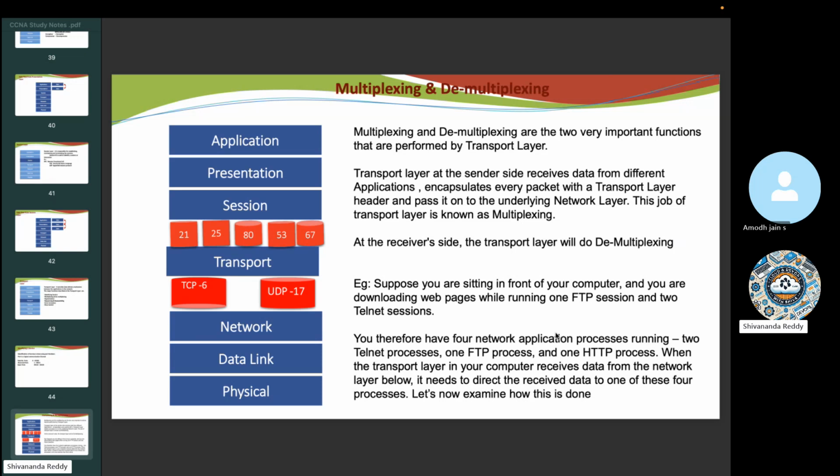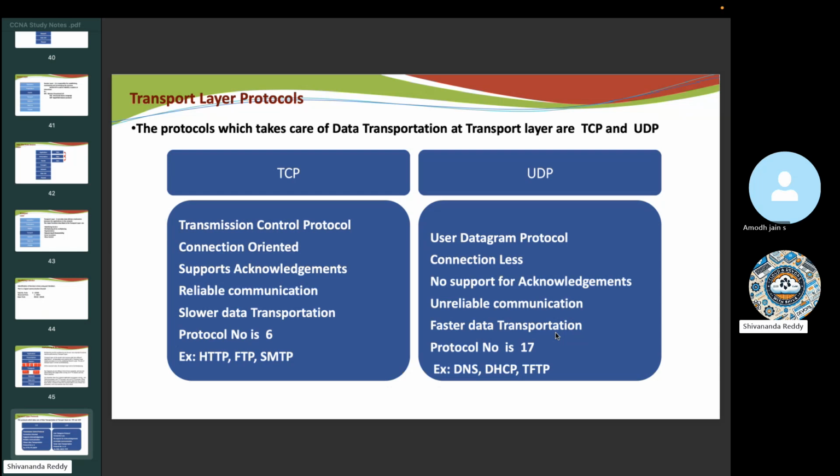So when the transport layer in your computer receives the data from the network layer below, it needs to direct the received data to one of these four processes. Let's examine how it is done. The protocols which take care of data transportation at the transport layer are TCP and UDP. Make sure, guys, these two are very important and very frequently asked in interviews also.